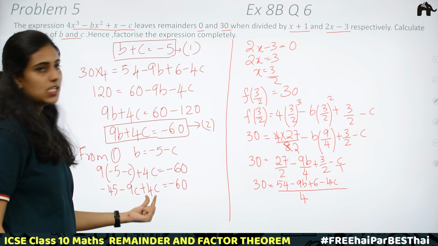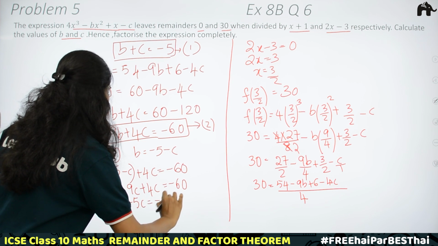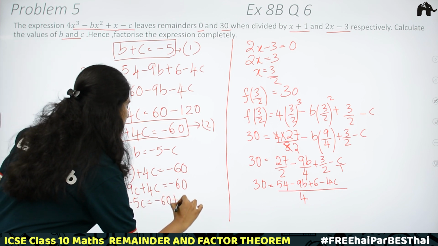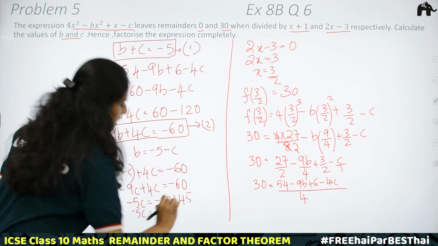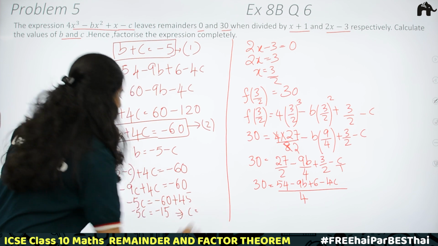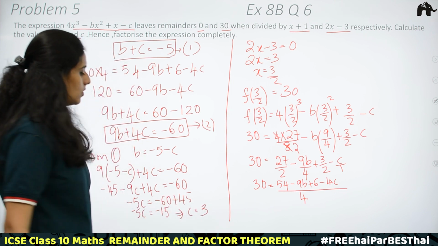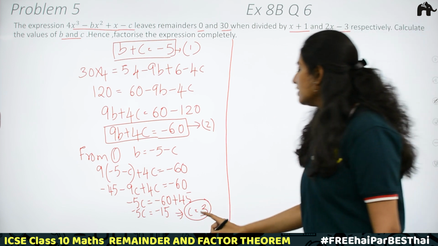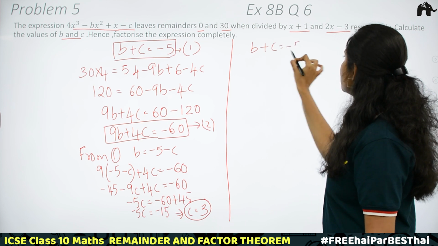Minus 9c plus 4c is minus 5c. Minus 5c is equal to minus 60. Minus 45, taking to the opposite side, becomes plus 45. Plus 45. That is minus 5c is equal to minus 15. Minus 60 plus 45 is minus 15, which implies c is equal to minus 15 divided by minus 5, which is 3. Okay, we got c is equal to 3. Now substitute the value of c in equation 1. b plus c is equal to minus 5.